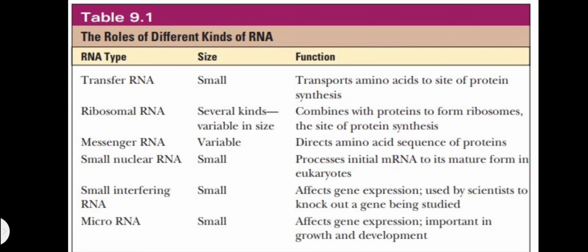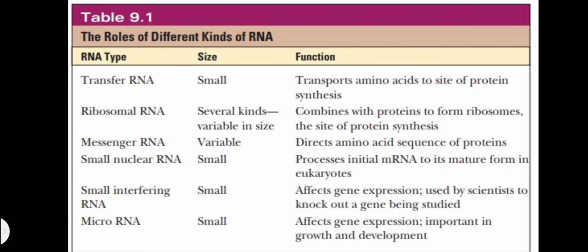Now this is the table of RNA. Different kinds of RNA include transfer RNA, ribosomal RNA, messenger RNA, small nuclear RNA, small interfering RNA and microRNA. Basically transfer RNA is small in size and transports amino acids to the site of protein synthesis. And ribosomal RNA comes in several kinds, variable in size, that combine with proteins to form ribosomes, the site of protein synthesis.